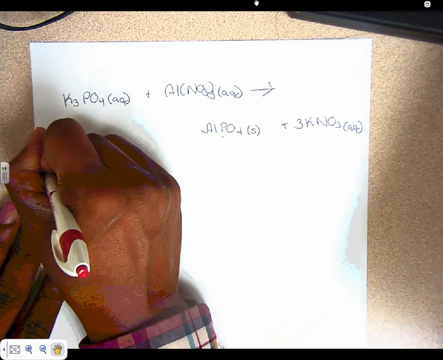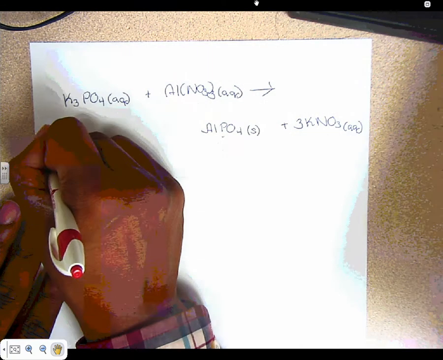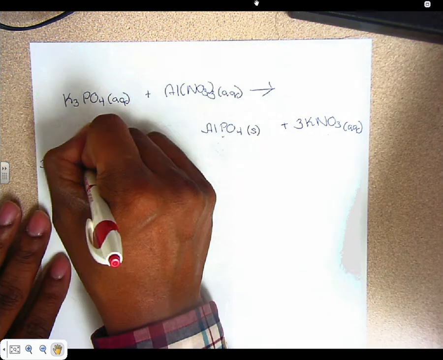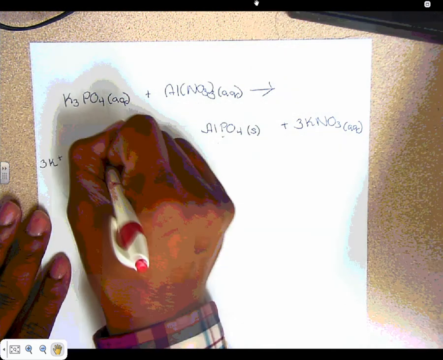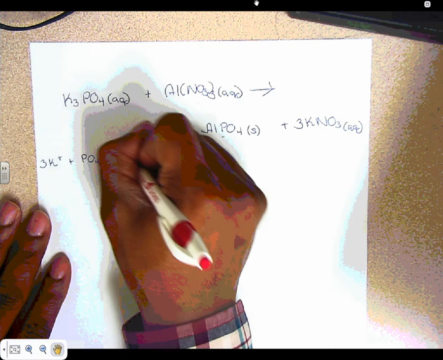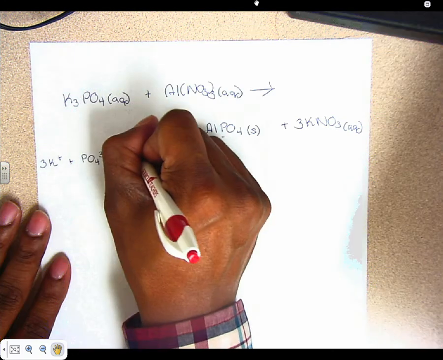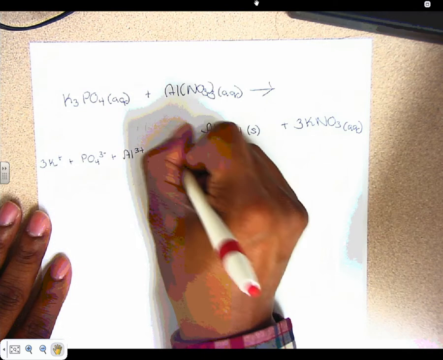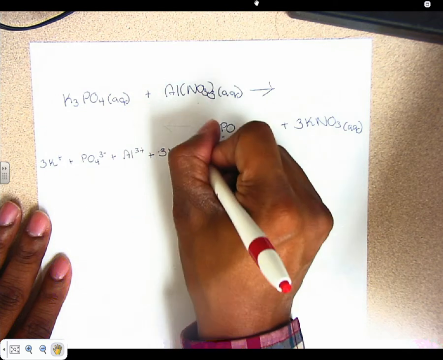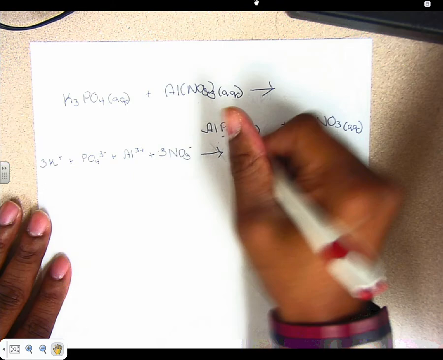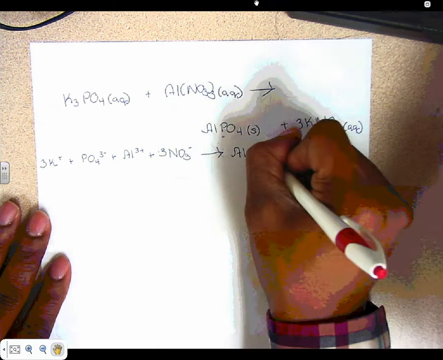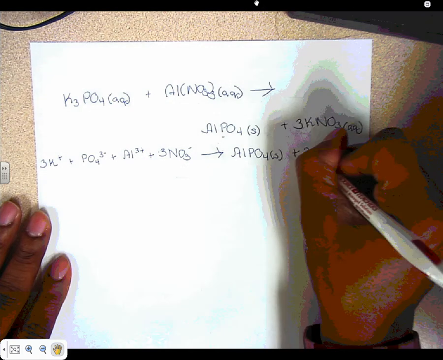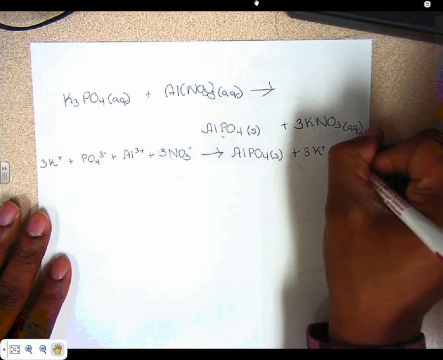So I have my potassium, which I have 3 of those guys, by the way. I'm going to add that to my phosphate group. Then I'm going to add my aluminum. Then I'm going to add my nitrate, which there are 3 of those guys. And that's going to form aluminum phosphate, which remains a solid, so it doesn't form an ion in solution. I'll put that solid in there to indicate that. Plus my 3 potassiums, plus my 3 nitrate groups.